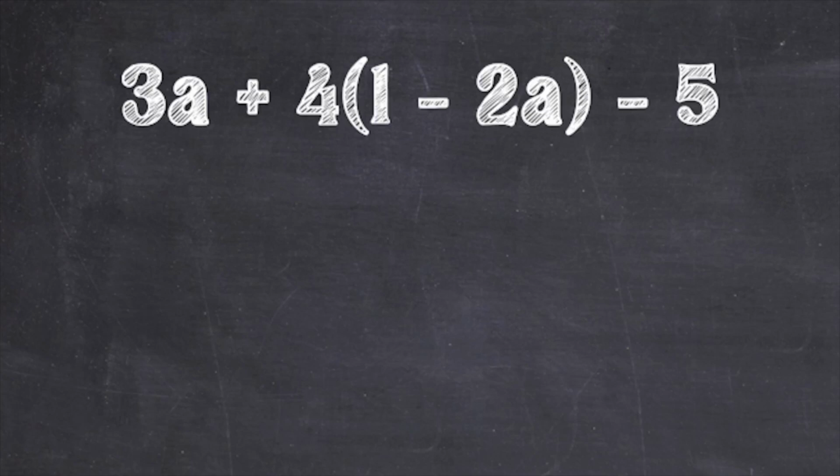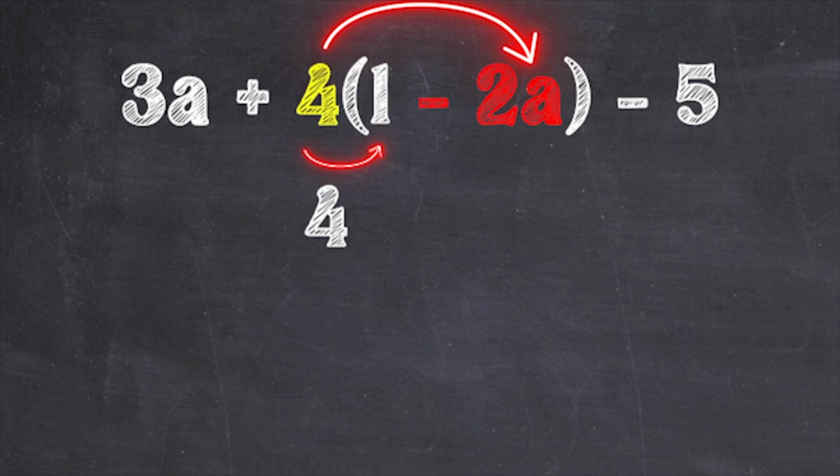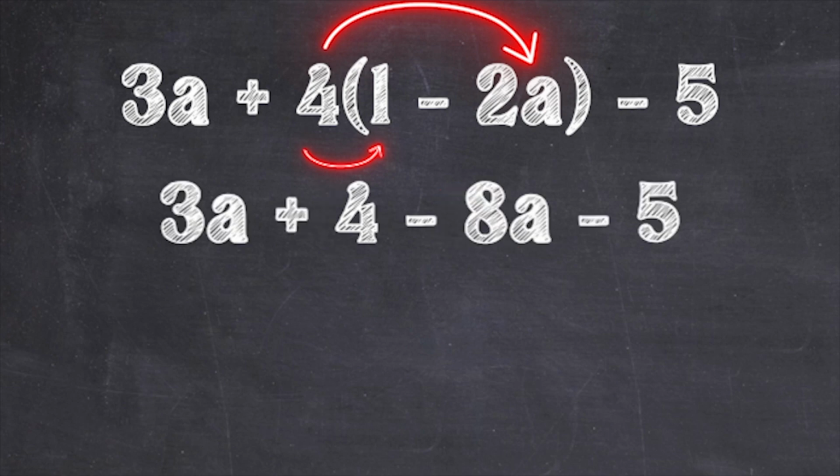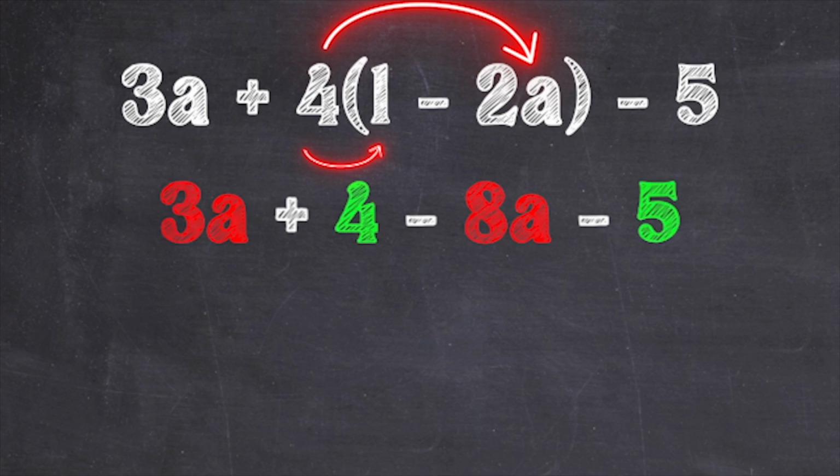In this algebraic expression, we have 3 terms. Here, the second term has parentheses, but the other 2 do not. Let's start in the usual way, multiplying the number outside the parentheses with the terms inside. This means multiplying 4 with 1, giving us 4, and 4 with -2a, giving us -8a. After applying the distributive property, we end up with 4 terms. The algebraic expression is now 3a plus 4 minus 8a minus 5.